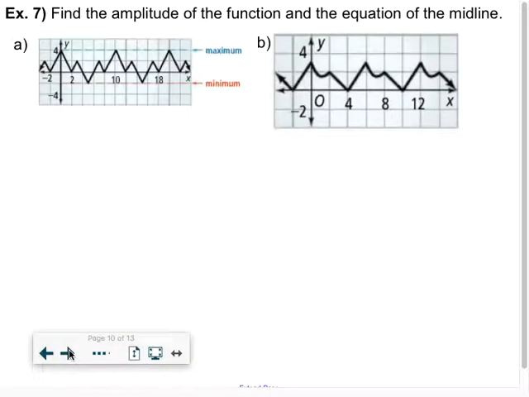All right, example 7. Find the amplitude of the function and the equation of the midline. So what I would like you to do is pause the video here, look back at the previous example, and see if you can figure this out. Then press play and watch me work it out and confirm what you have.